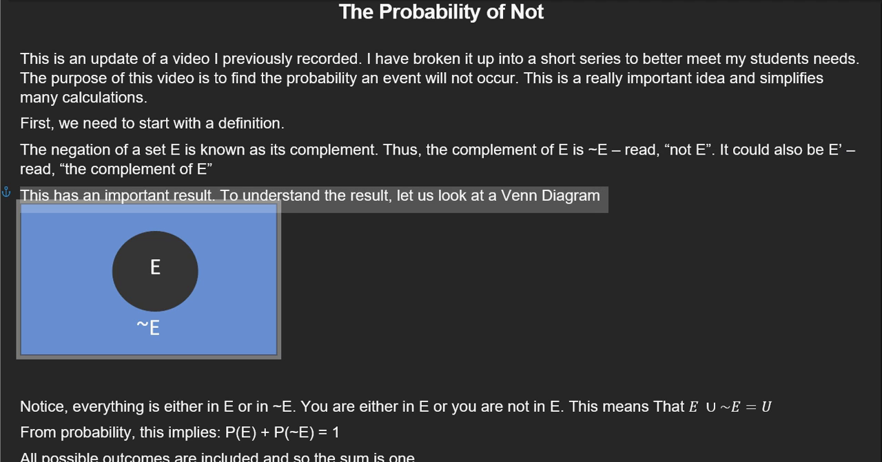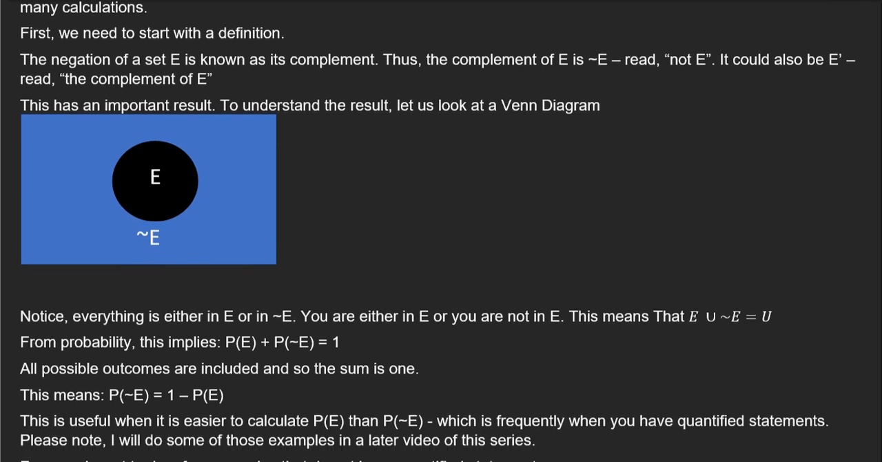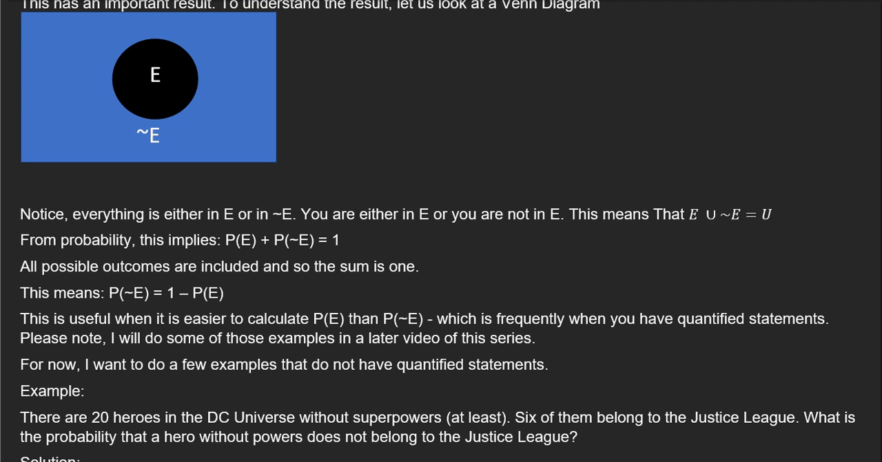Now, this has a very important result, and to understand it, I want to look at a Venn diagram. Here is my Venn diagram with E and all of the elements of the event E inside. And then everything else is not E, all of this blue out around it. Notice everything is either in E or in not E. It's either in the black area or the blue area. You are either in E or you're not in E. And so this means that E union not E equals the entire universal set, everything under consideration.